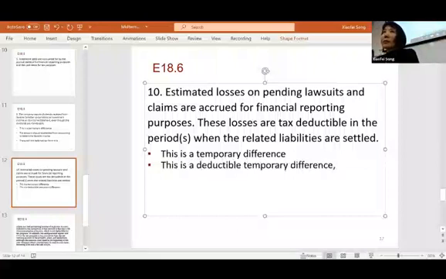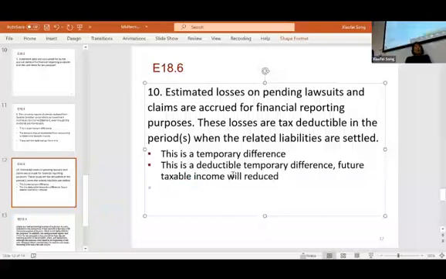So the future taxable income will be reduced when the difference reverses, meaning when the payment is made, right? Does it make sense? So right now, the accounting income is less than taxable income, and then later, yes. Exactly, right on, right?